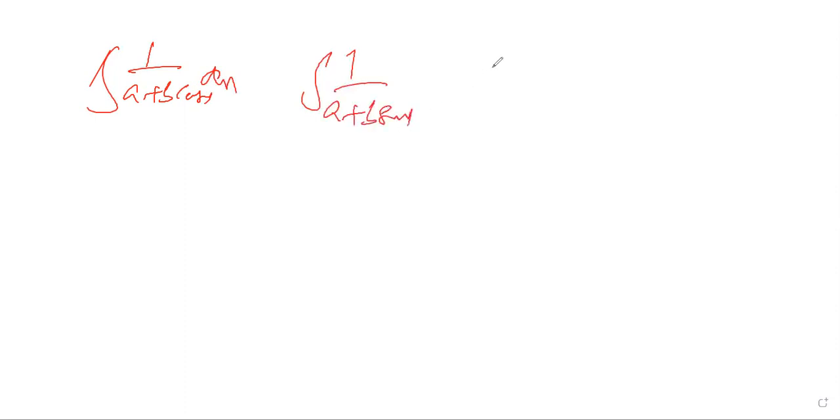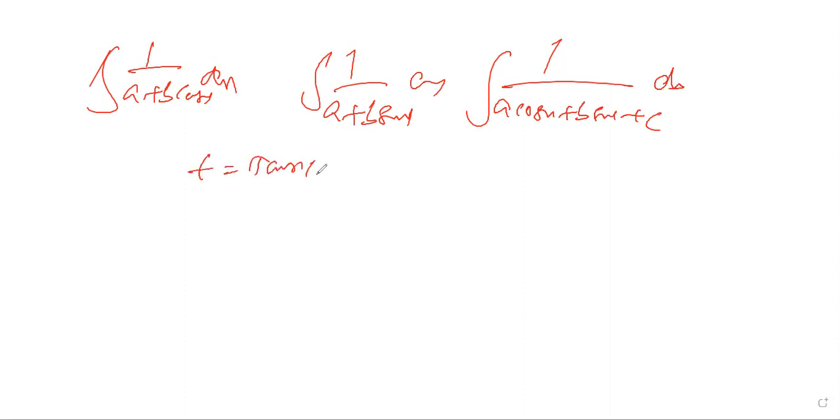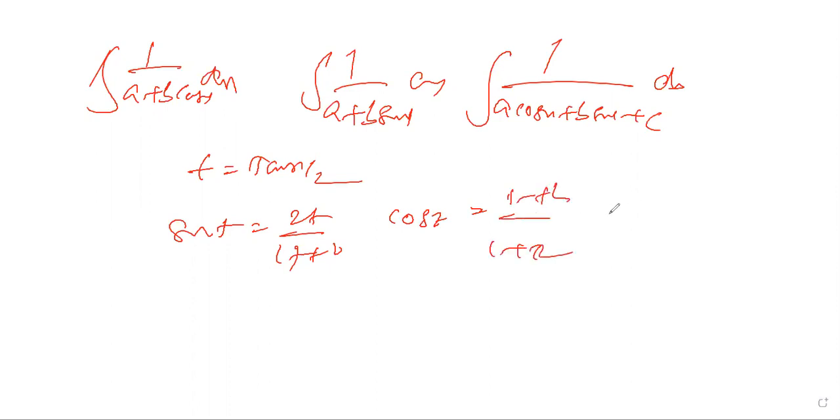So last class we discussed one model: integration of 1 by (a plus b cos x) dx. After that, 1 by (a plus b sin x), or else integration of 1 by (a cos x plus b sin x plus c). Like these models, I already told you, right? What I told you: t is equal to tan x by 2. Then you continue: sin x is equal to 2t by 1 plus t square, cos x is equal to 1 minus t square by 1 plus t square. Then dx is equal to 2 dt by 1 plus t square.